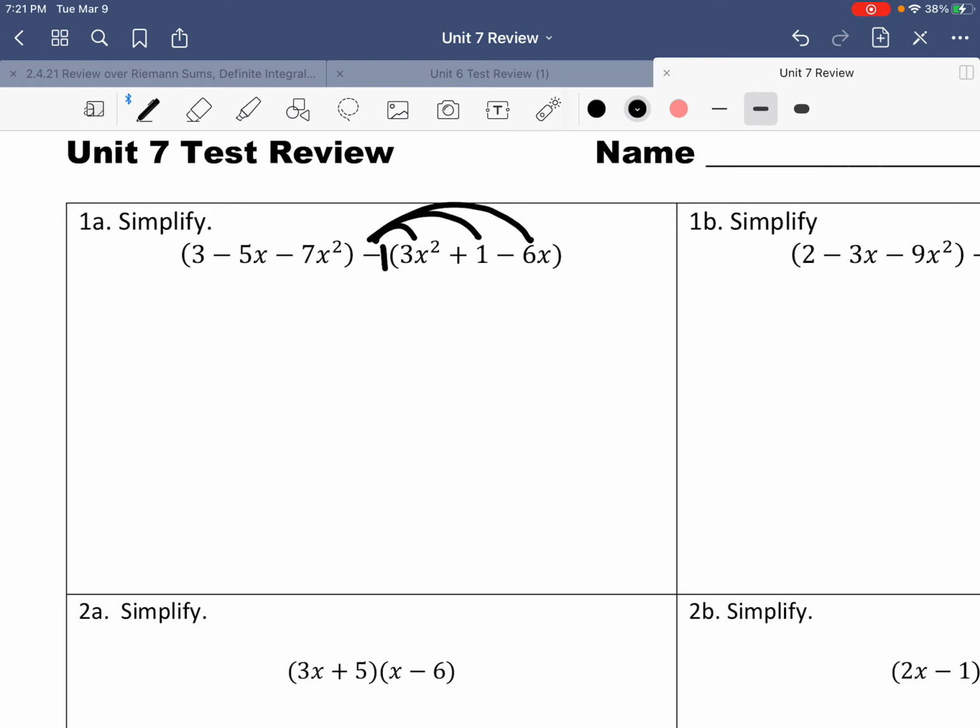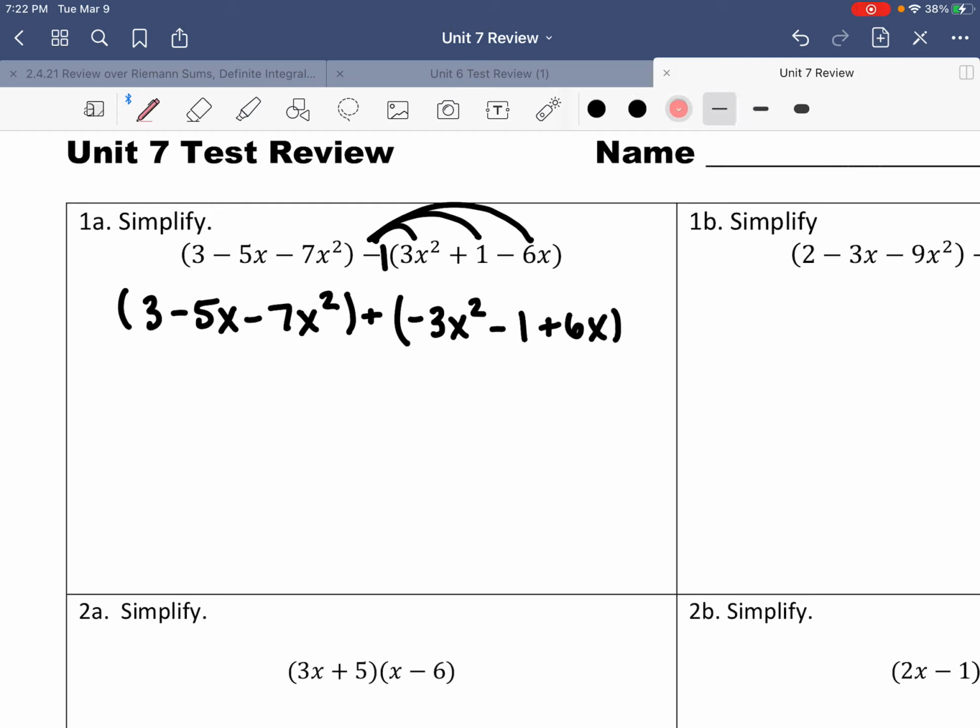So this first set of parentheses is going to stay the same. It'll be 3 minus 5x minus 7x squared. But the second set of parentheses, we're going to multiply everything by a -1. It's going to become a plus in between. -1 times 3x squared is -3x squared. -1 times +1 is -1. -1 times -6x is +6x.